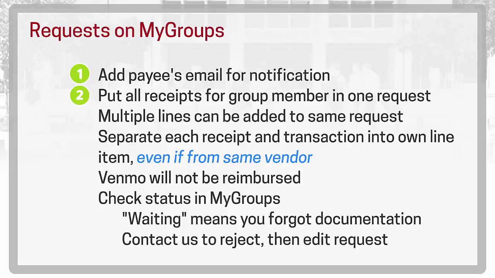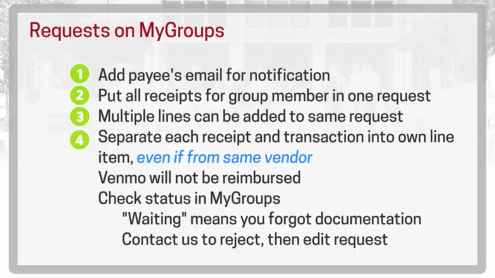If you have multiple receipts for a group member who made various purchases, put them all into one request for that individual. If you submit more than one request for the same person in one day, they will be rejected. In addition to being able to upload more than one document for each line item, multiple line items can be added to the same request. This means if someone made purchases at Safeway, Home Depot, and Walmart, each of these transactions can be included on the same request in 3 separate line items.